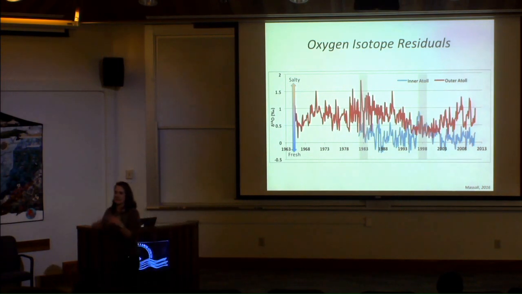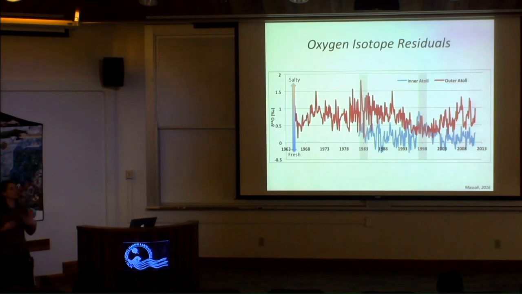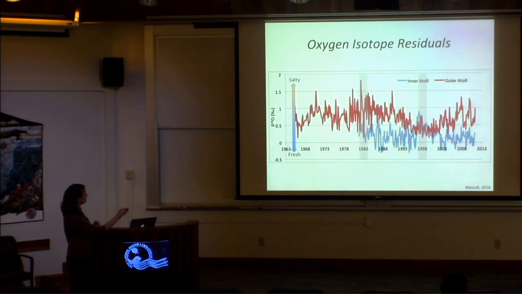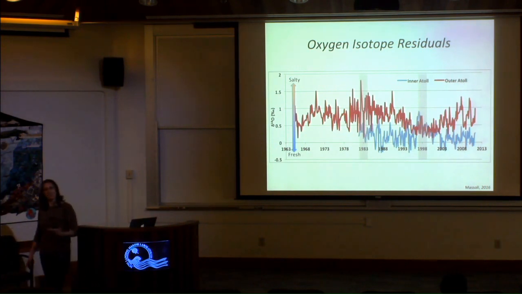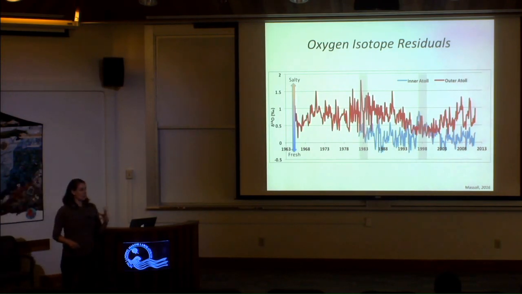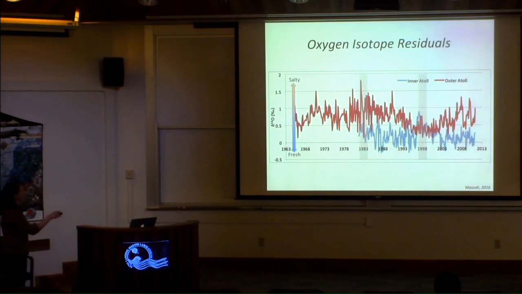And then we said, well, how does the actual oxygen isotope value differ from what we say it should be? And so that's what this is showing. So that's the residual. Basically, if the oxygen isotope value is greater than the projected, it indicates that it's going to be a saltier environment. And vice versa, if it's less than, it's fresher.